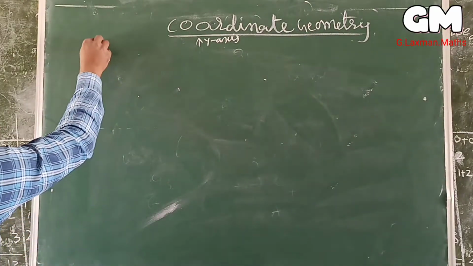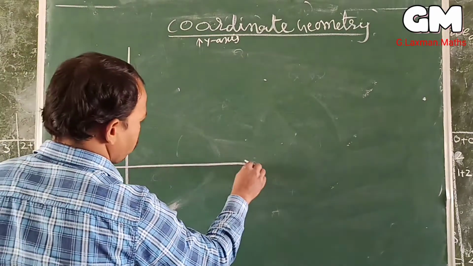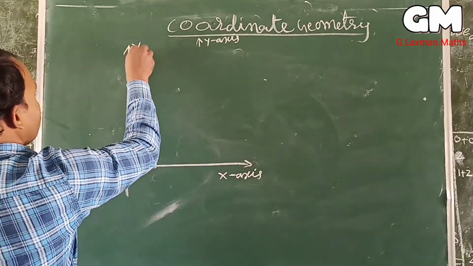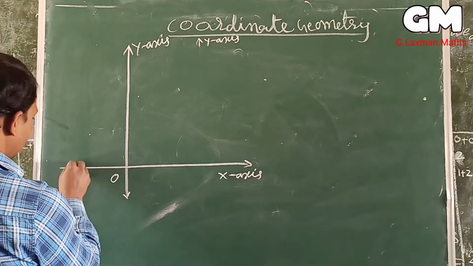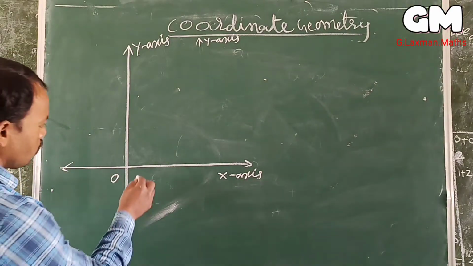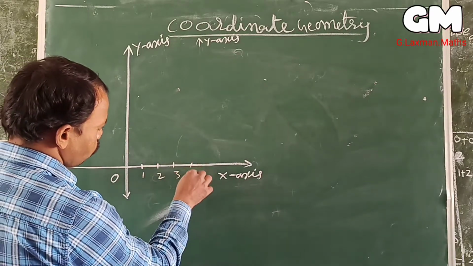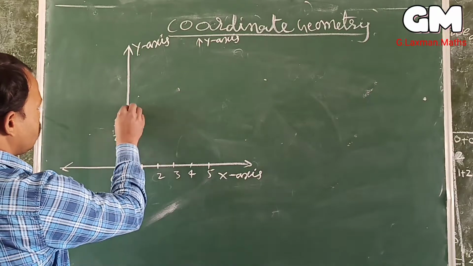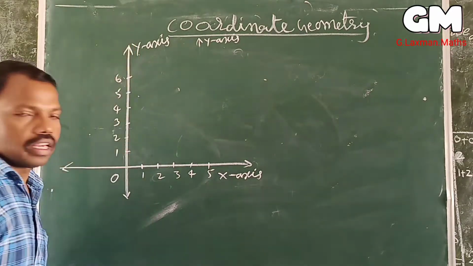So here let us take the x-axis and the y-axis and the origin. We'll see the basic concepts here. For example, here 1, 2, 3, 4 and 5. Let us take 1, 2, 3, 4, 5 and 6, and so on, right? So like this we have.